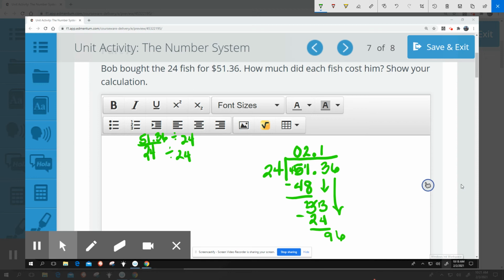4. 4 times 4 is 16. Regroup the 1. 4 times 2 is 8, plus 1 is 9, with a 0 left over. So what does that mean? What did we find? Brian? $2.14 per fish, right.